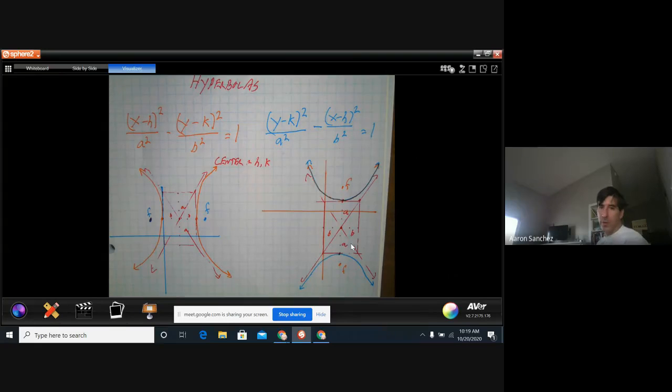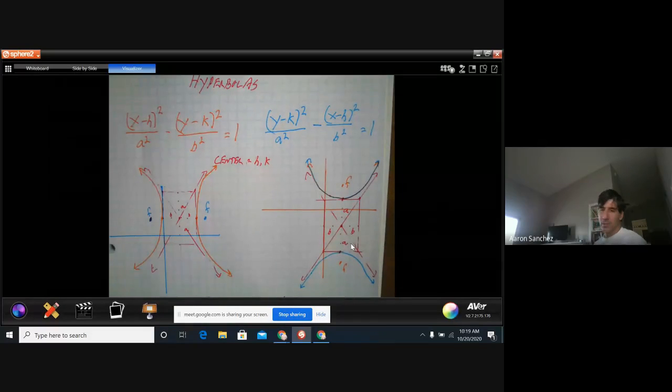So remember, there's two equations. The equations are pretty much the same, but they're different because in one the x is positive, in the other the y is positive. If the x is positive, they go left and right, which is this one here. If the y is positive, they go up and down, which is that right there.